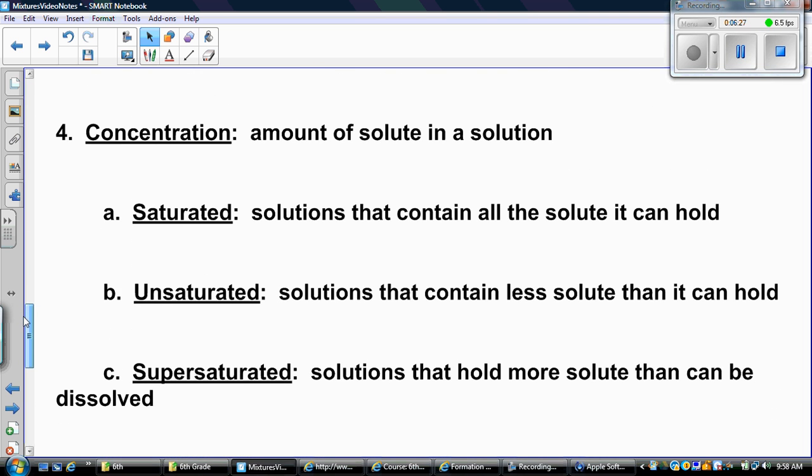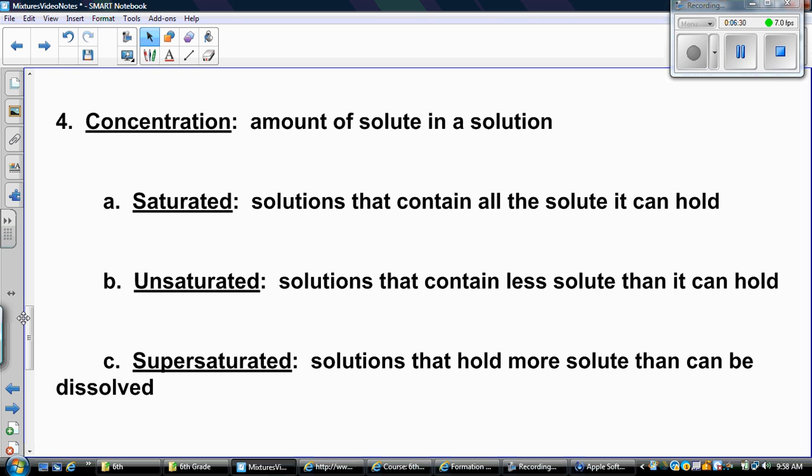Okay, so when we take a look at solutions, we can classify them by their concentration. That's the amount of solute in a solution, so it's the amount of the dissolved substances. If you have a saturated solution, that means the solution contains all the solute it can hold. It cannot dissolve any more of the solute.